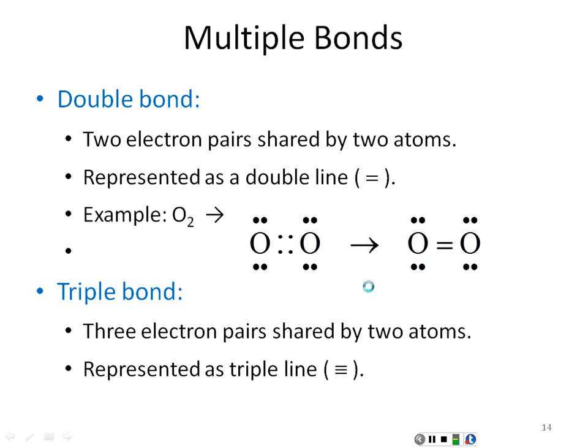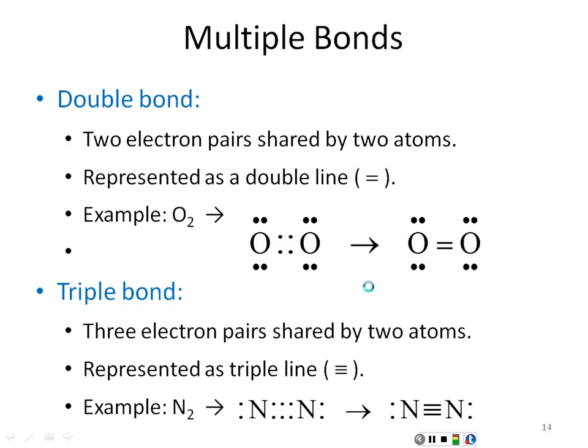A triple bond would be 3 electron pairs shared by 2 atoms, and you show this as a triple line. Classic example of that would be N2, nitrogen gas, in the Lewis structure shown here. You notice that each nitrogen has a full octet. They have 6 bonding electrons and 2 non-bonding electrons associated with them.